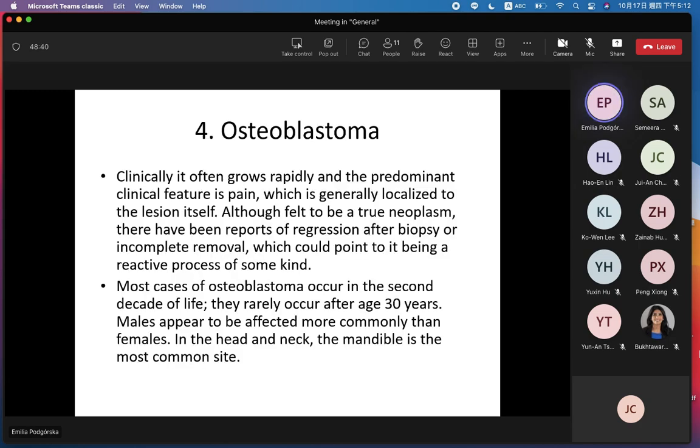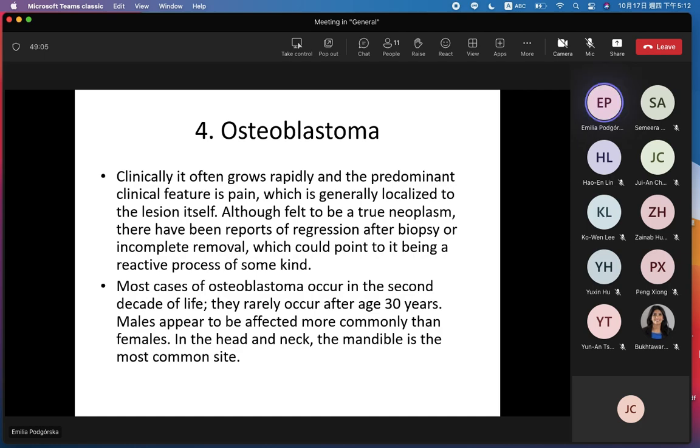Osteoblastoma. Clinically, it often grows rapidly, and the predominant clinical feature is pain, which is generally localized to the lesion itself. Although felt to be a true neoplasm, there have been reports of regression after biopsy or incomplete removal, which would point to it being a reactive process of some kind.